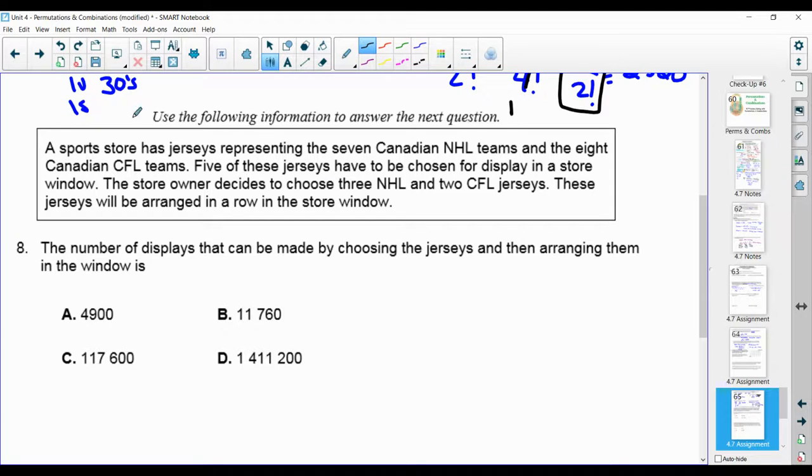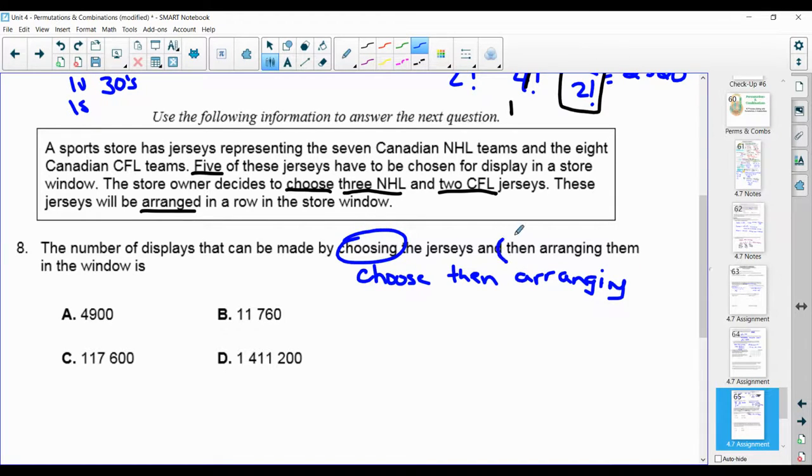All right, a sports store has jerseys representing the 7 Canadian NHL teams and the 8 Canadian CFL teams. 5 of these jerseys have to be chosen for display in a store. The store owner decides to choose 3 NHL and 2 CFL jerseys, and then they're going to be arranged. So this is another example where we have choosing and then arranging. So we're going to choose, then arrange. And this question is actually quite clear in that it says choose, then arrange. So this is a select and then arrange question.